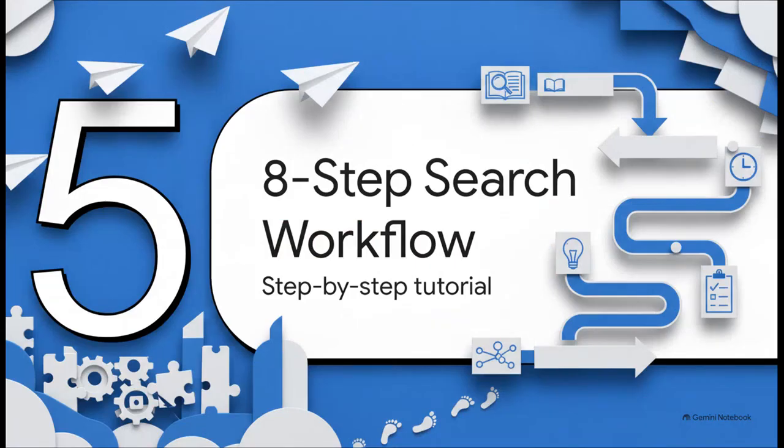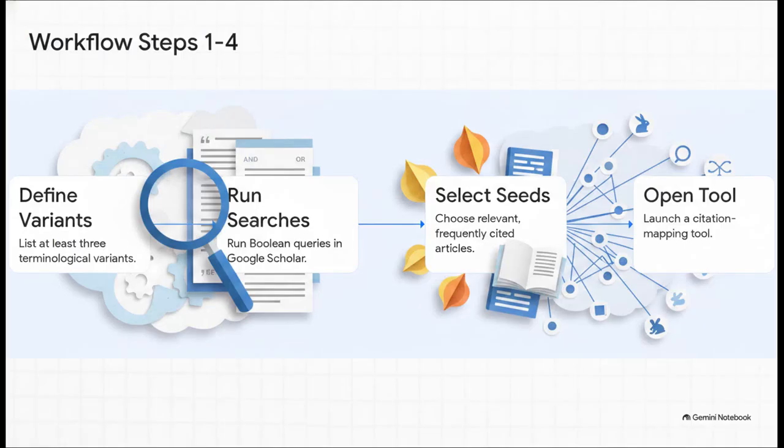Finally, let's wrap things up with Section 5, your 8-step search workflow. Let's land the plane by translating all of this theory into practice. I'm going to give you the technical blueprint, providing actionable steps you can literally use to start mapping your literature today. Here are the first 4 steps. Step 1, define your core construct variants. Don't just stick to one term. Brainstorm 3 variations, like learner autonomy and self-regulated learning.